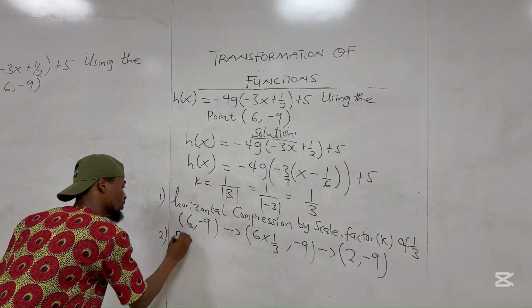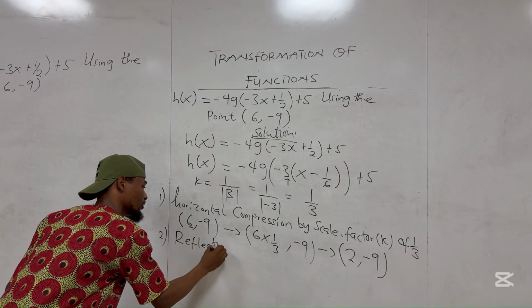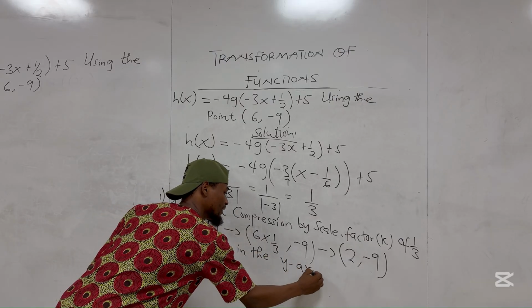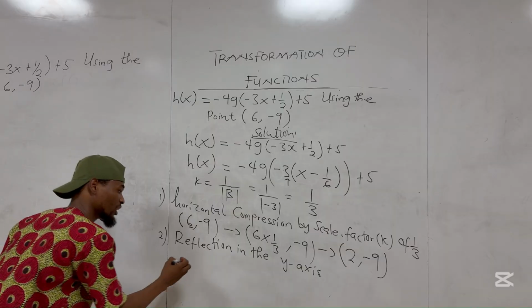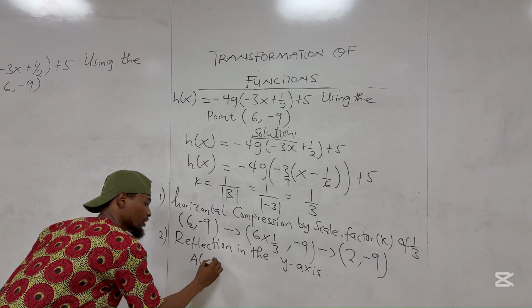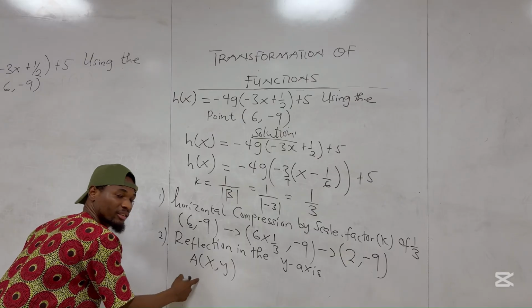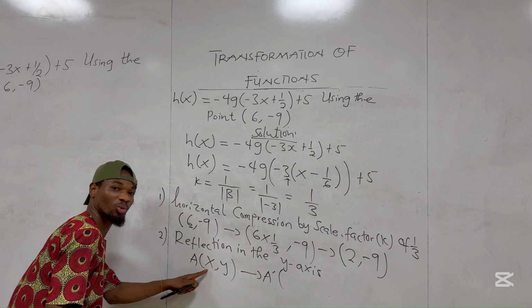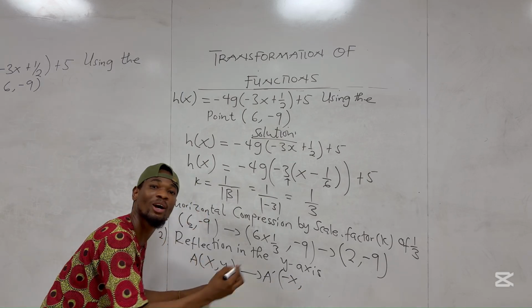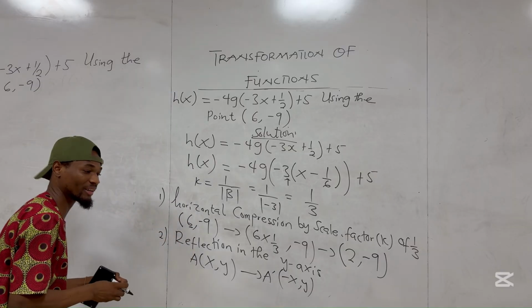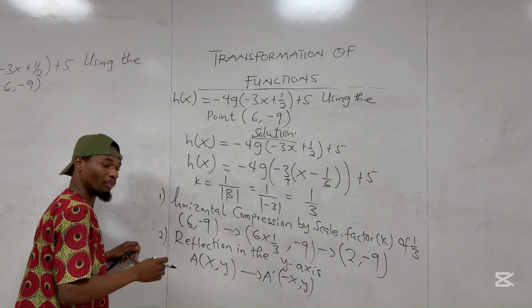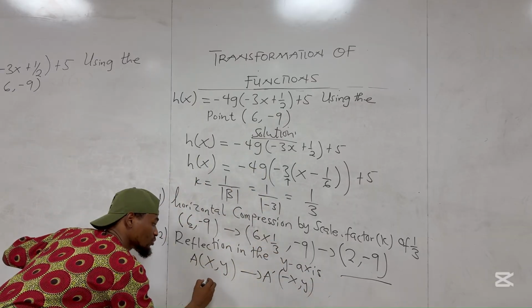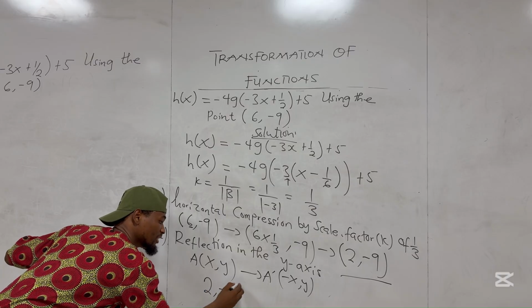So secondly, we have reflection in the y axis. You know that when you have a point x comma y and you reflect it in the y axis, you negate the x and retain the y. We are just going to apply the same thing. The point we got for this will become our reference point. So I have 2, negative 9.